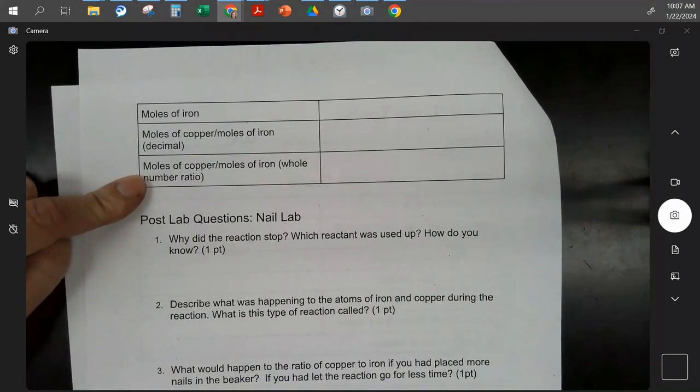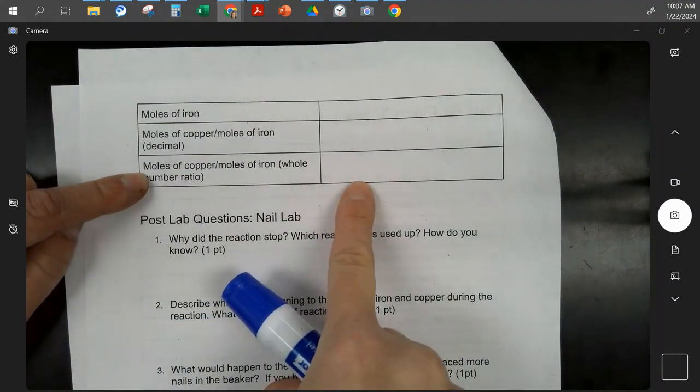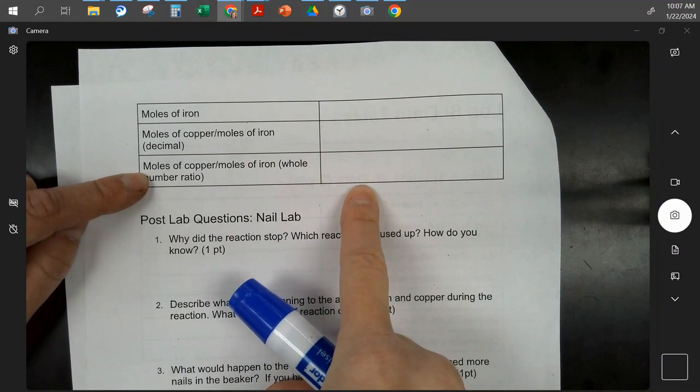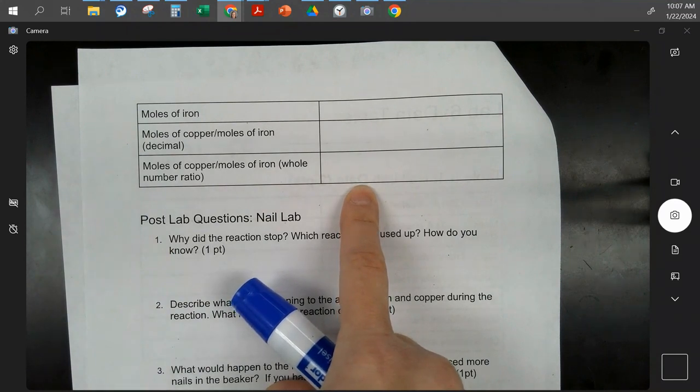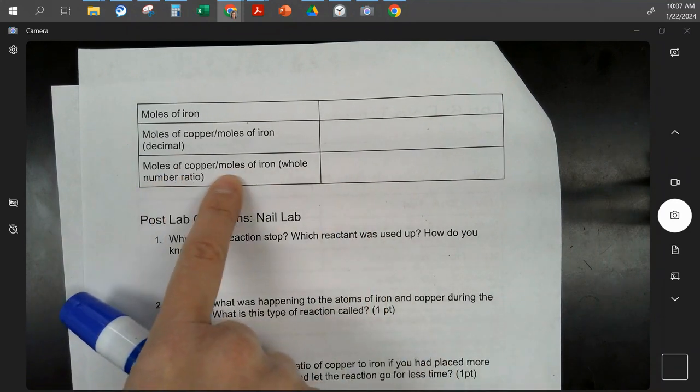So did everyone get a 1 to 1 ratio? Did everyone get 1 in this box? Oh, we got a 1. Nice. Is there anyone who didn't get 1? What did you get? I got 1. Oh, you got 1. Oh, you just raised your hand. We had 3. You had 3. Okay, so you have 3 to 1.